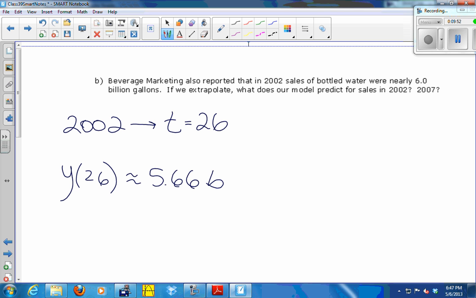So is that good news or bad news that actual sales was higher than predicted sales? I guess it depends on what if they didn't have enough water? This is predicted. This is what our model predicts. Model prediction.